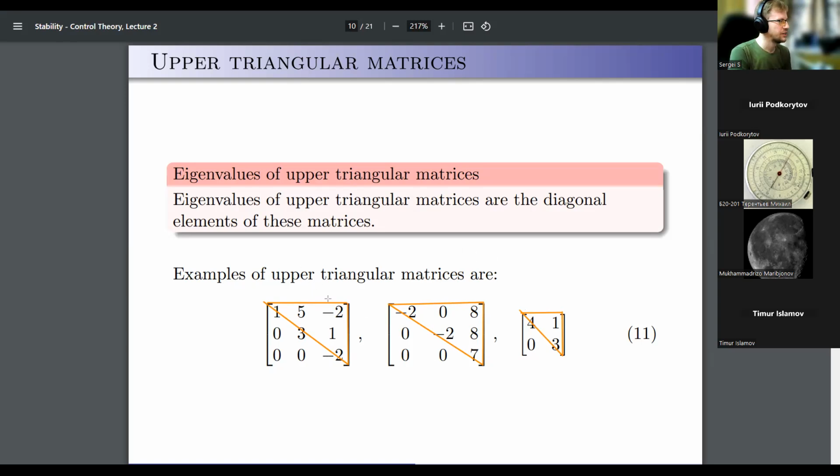So upper triangular matrices are those where if I draw a triangle like this, it will contain all the elements, right? So all the non-zero elements are on the diagonal or above the diagonal. That's why we call them upper triangle. Okay. So eigenvalues of upper triangular matrices happen to be elements on the diagonal. So those are eigenvalues of upper triangular matrices. Okay.